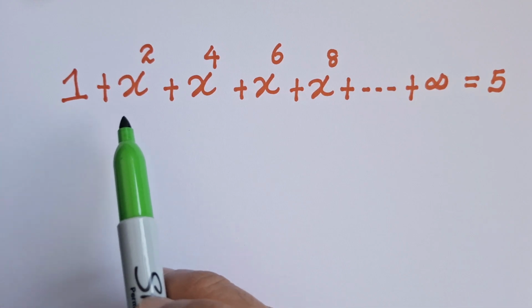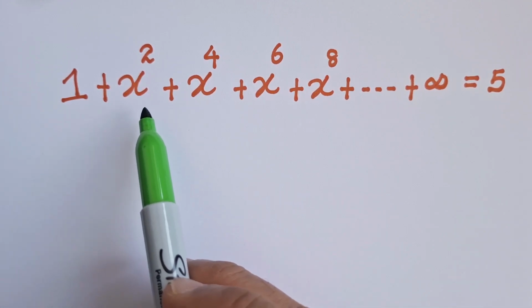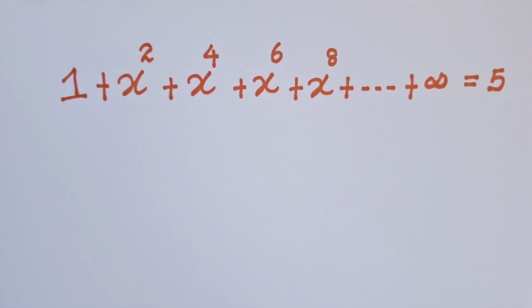We've got a beautiful series starting from 1 and ending at infinity, and the sum of all those terms is equal to 5. We have to find the value of x that we can insert into the series and get the answer 5. Let's get into the solution.